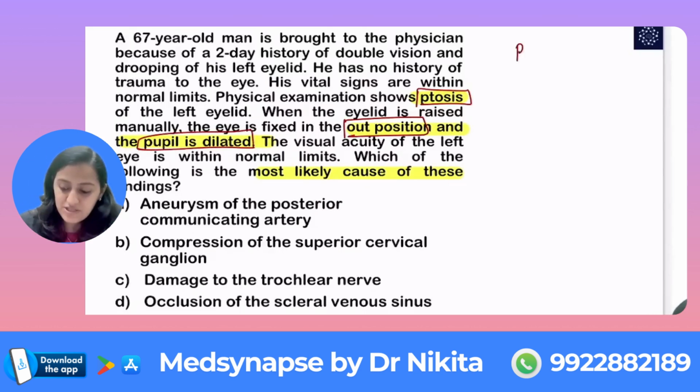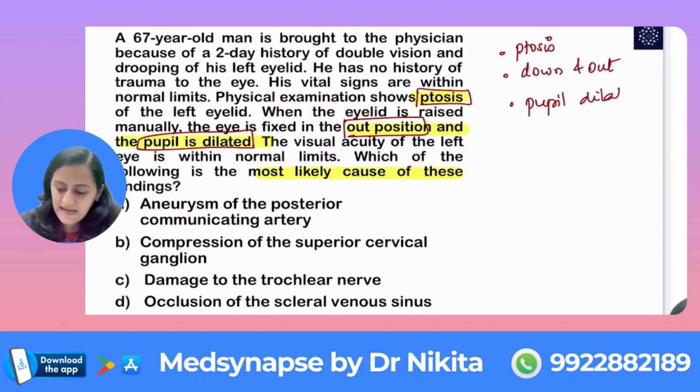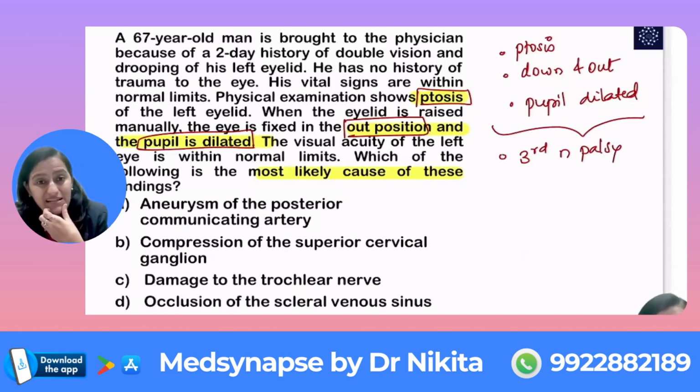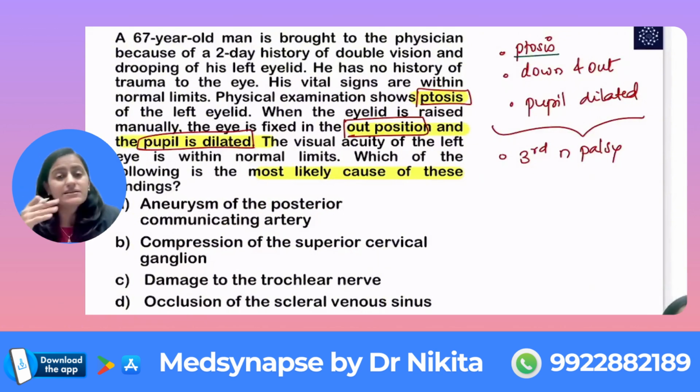Which nerve is injured? When you have ptosis, how is the eyeball? Down and out. How is the pupil? The pupil is dilated. All these features tell you that this is third nerve palsy. Okay, so the question is about third nerve palsy. You get ptosis in third nerve palsy because the LPS is affected, right? Down and out. Why do you get down and out?